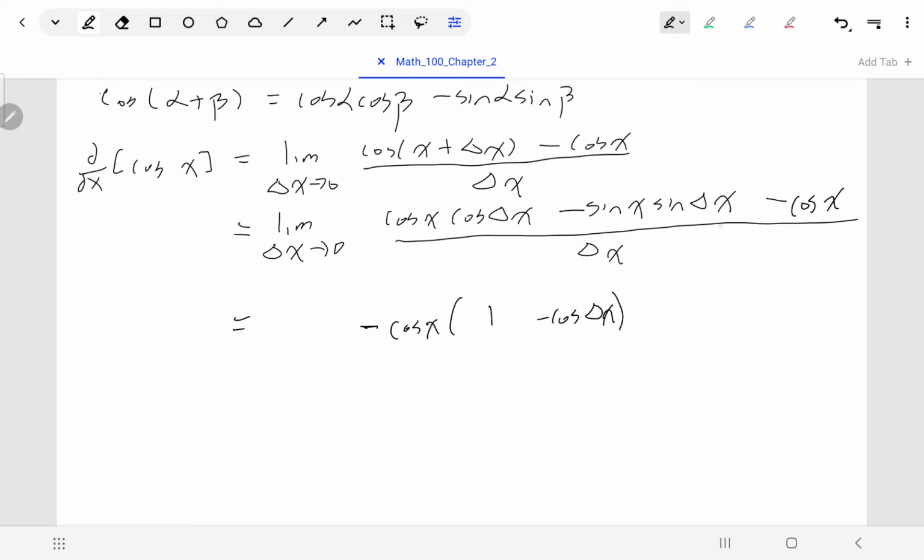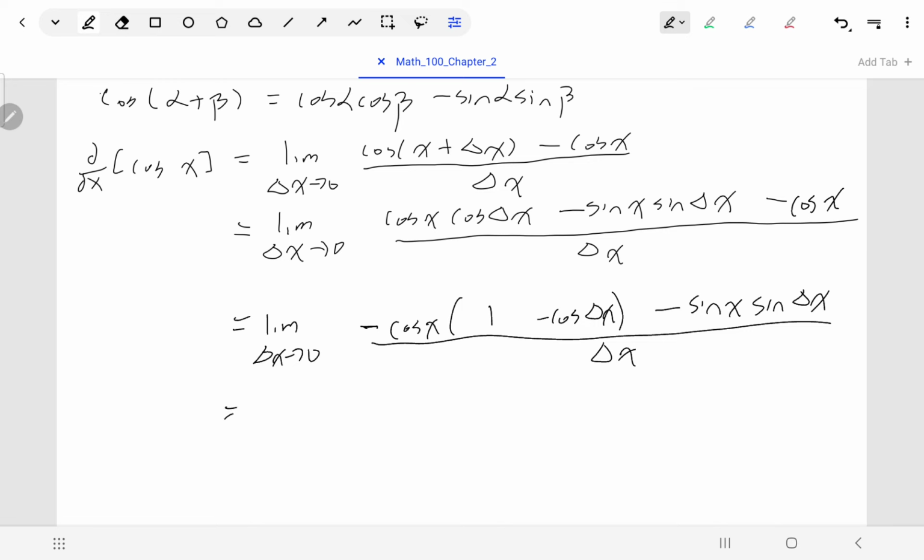For the second term, I'll just leave it as is, the sine x, sine delta x, and everybody will be all over delta x. And this is, of course, limit as delta x approaches 0. Now I'll split it up into two, just same as before. Here I'll be a little bit faster about it because I'm going to be doing the same steps. You'll have the first part of the numerator over delta x, and the minus cosine of x, that's really treated as a constant.